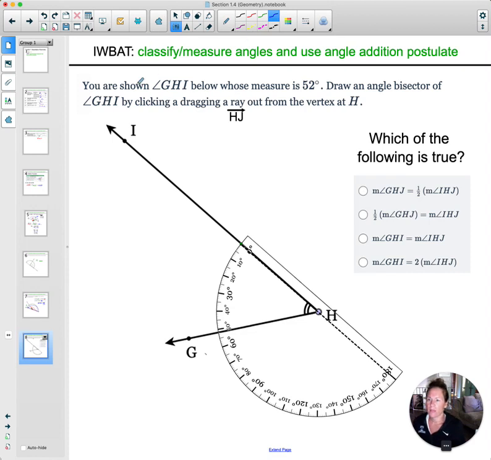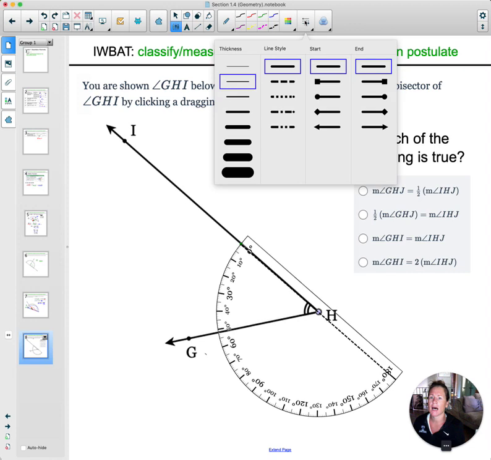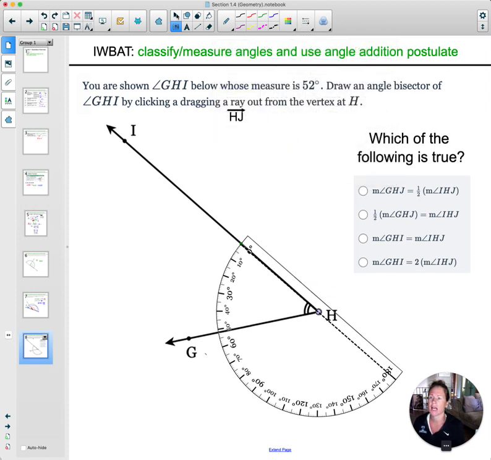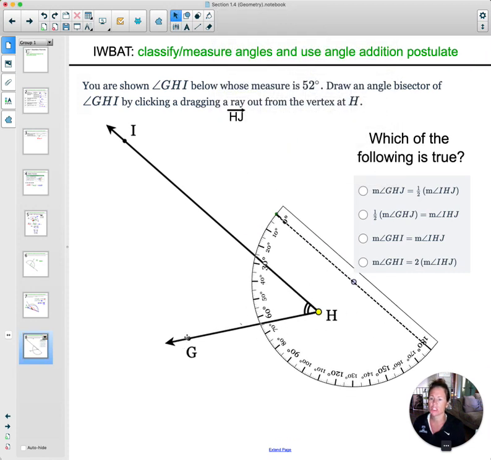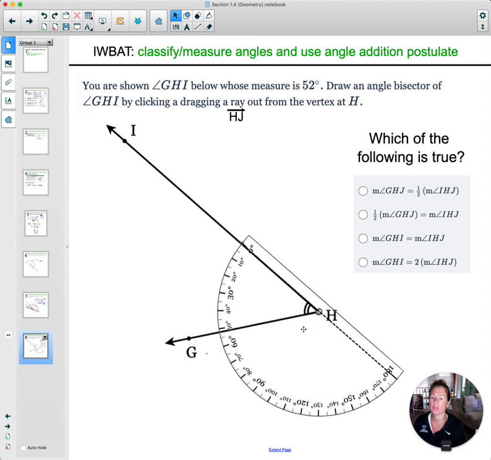All right, last one here. You're shown angle GHI below. So let me move this out of here. GHI is this angle whose measure is 52 degrees. They told you that it's 52 degrees, and you can see that here when I set the protractor on here, 0 up to 52.